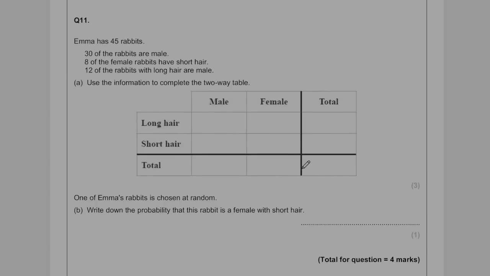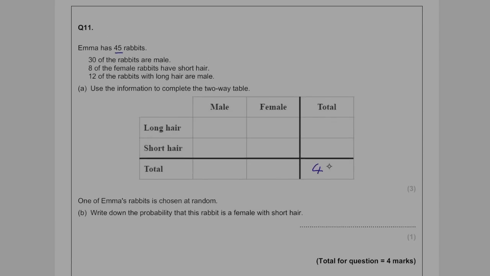Question 11. Emma has 45 rabbits, so 30 of the rabbits are male, 8 of the female rabbits have short hair, 12 of the rabbits with long hair are male. Use this information to complete the two-way table. So I'm first of all going to put in as much information from the question as I can. So we've got 45 as a total for both. We can also put 30 of the rabbits as being male.